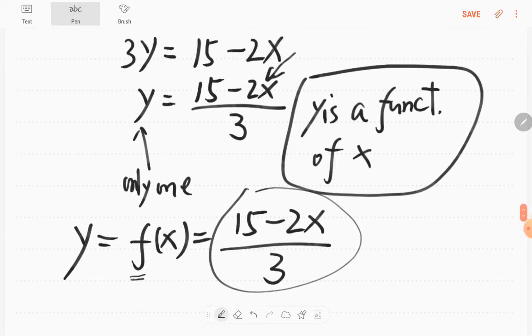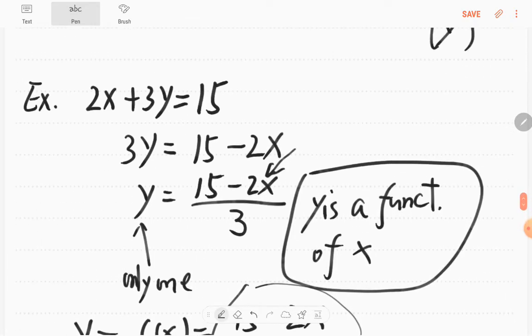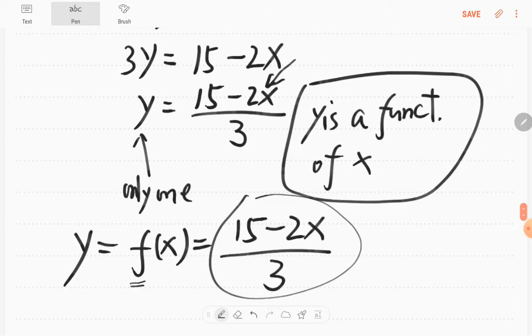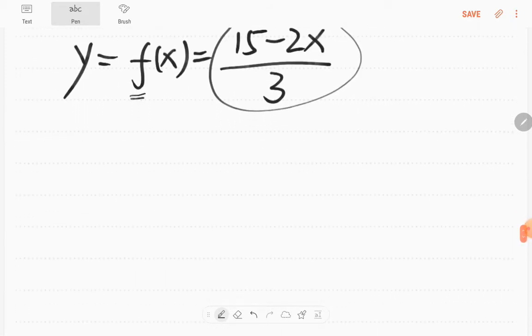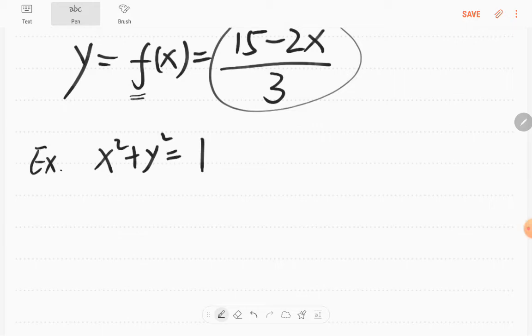So if you can write the equation in terms of y equals some expression of x, then you can say y is a function of x. But this one is not. For example, x squared plus y squared equals 1. Is this one a function or not?